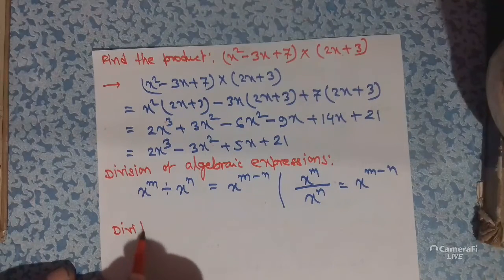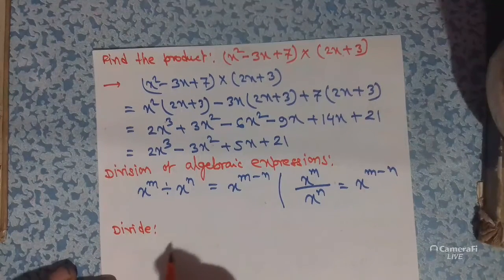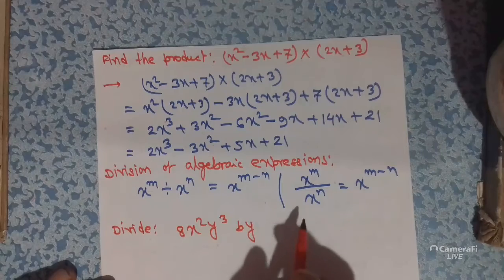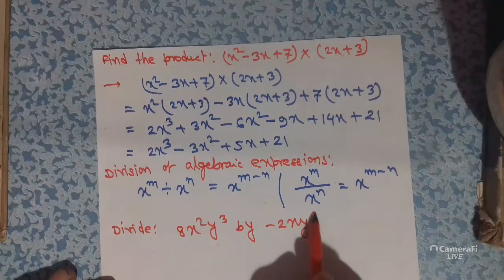Divide 8x square y cube by minus 2xy square.